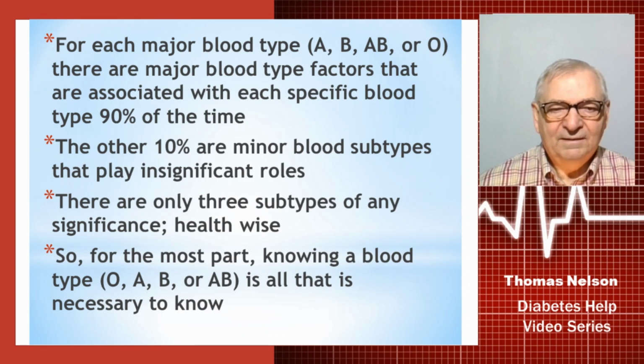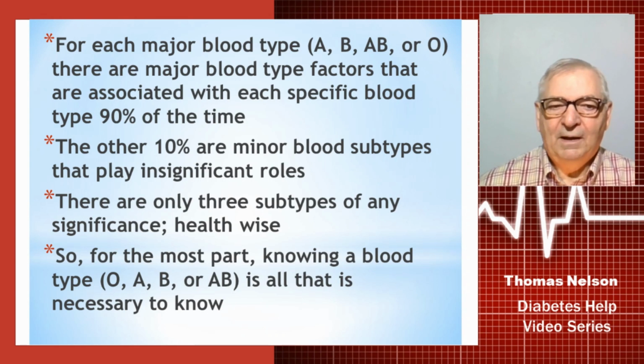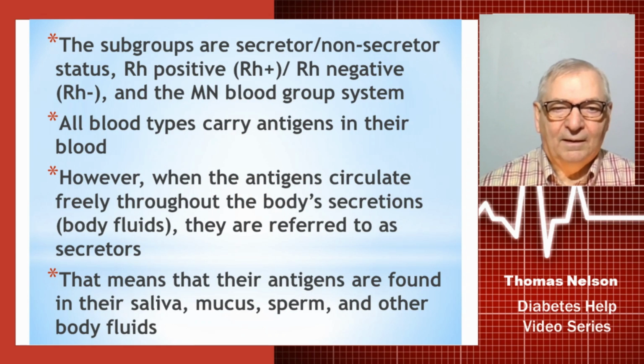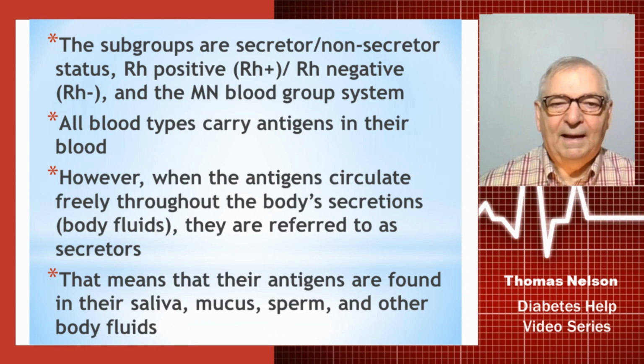There are only 3 subtypes of any significance health-wise. So for the most part, knowing a blood type, whether it's O, A, B, or AB, is all that's really going to be necessary for you to know, especially for this course. The subgroups are secretor or non-secretor, that's a status, the Rh positive or Rh negative, meaning like A plus or A minus, and the MN blood group system.